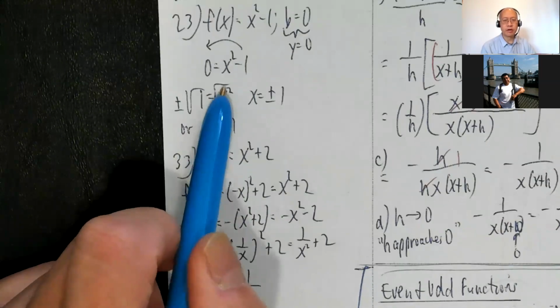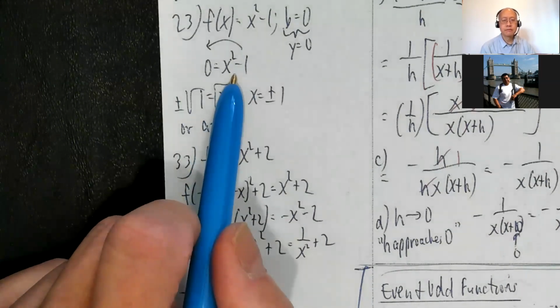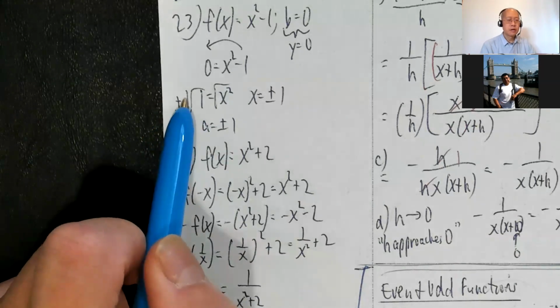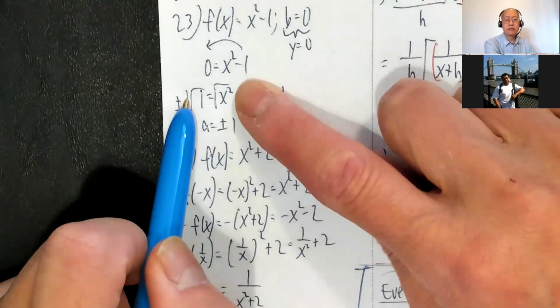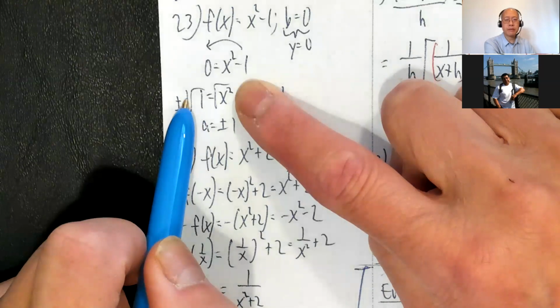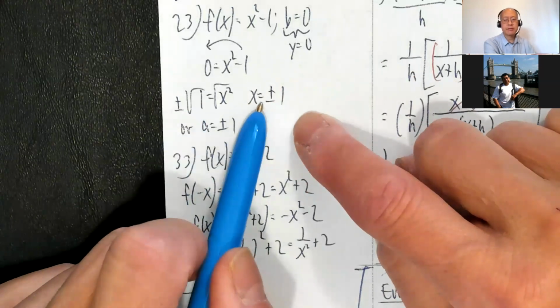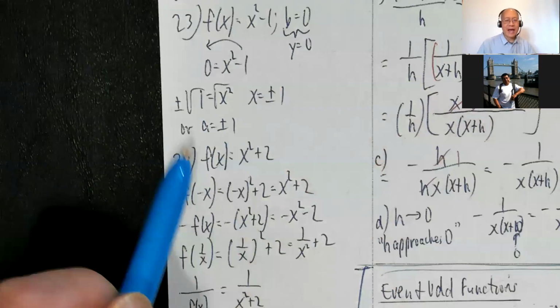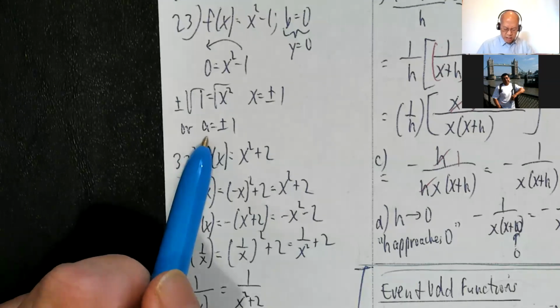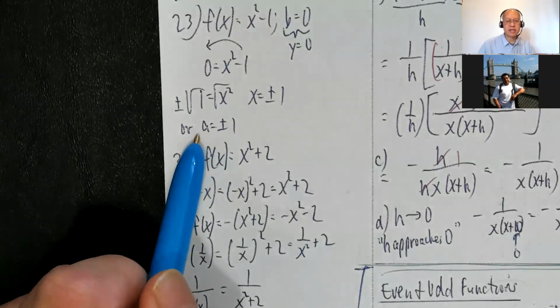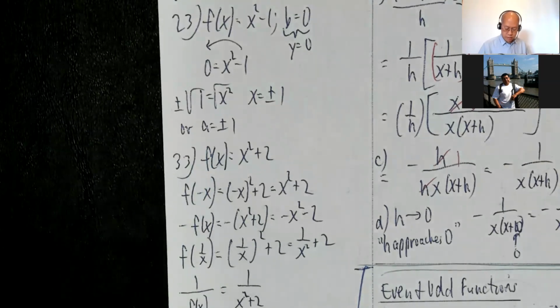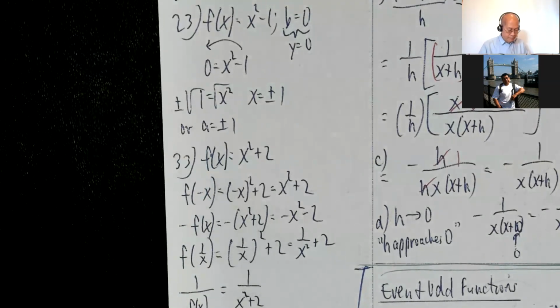0 equals x squared minus 1. Add 1. 1 equals x squared. Do the square root property, include a plus or minus. So x is plus or minus 1. Or they're saying a is plus or minus 1. They're telling you for a particular value of x, which is a. So the final answer is a is plus or minus 1, officially.